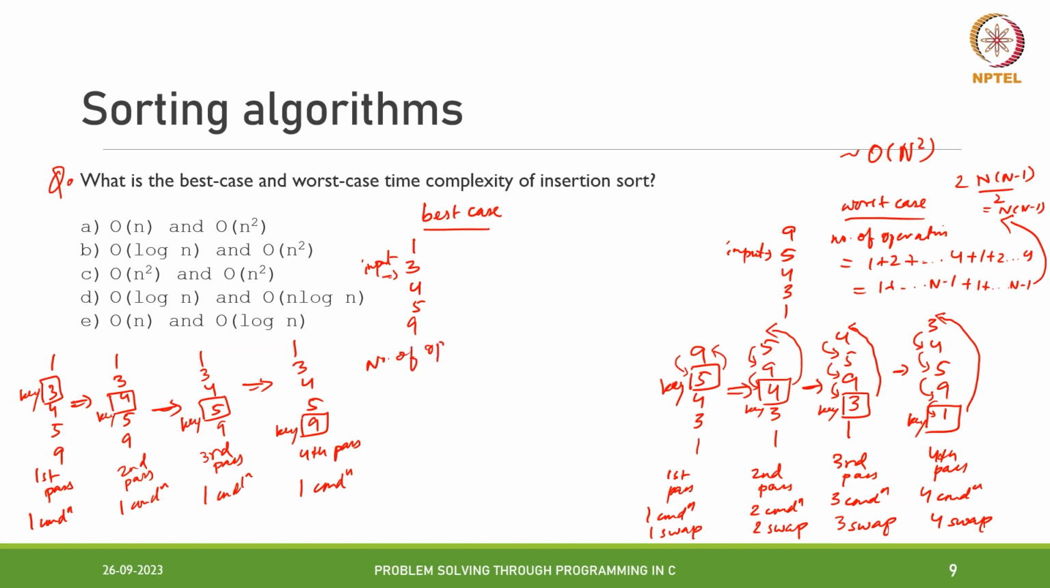So the number of operations is 4 for this case of size 5, right? So for an array of size n, the number of operations will be n minus 1, right? Now that means the best case for insertion sort is order of n. So the correct answer is option A. Is this clear? How the best case and the worst case time complexity of insertion sort has been calculated?